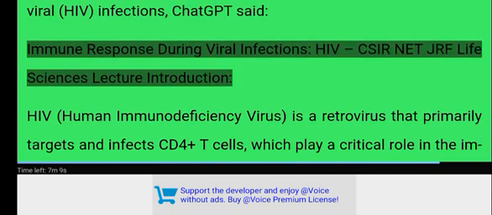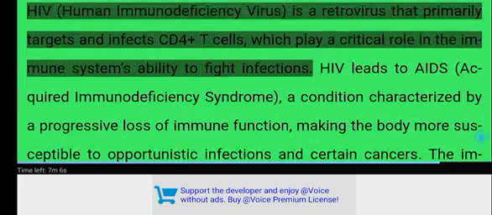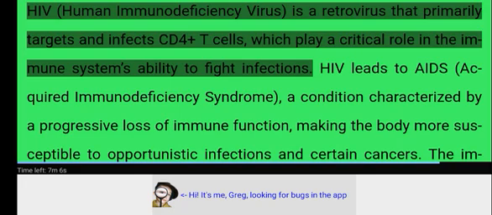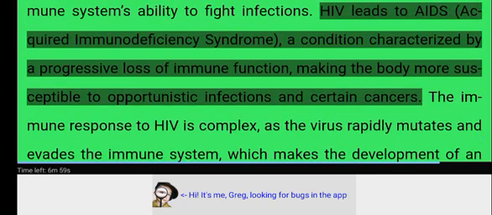Immune response during viral infections: HIV. CSIR-NET JRF Life Sciences Lecture. Introduction. HIV, human immunodeficiency virus, is a retrovirus that primarily targets and infects CD4+ T cells, which play a critical role in the immune system's ability to fight infections. HIV leads to AIDS, acquired immunodeficiency syndrome, a condition characterized by progressive loss of immune function, making the body more susceptible to opportunistic infections and certain cancers.